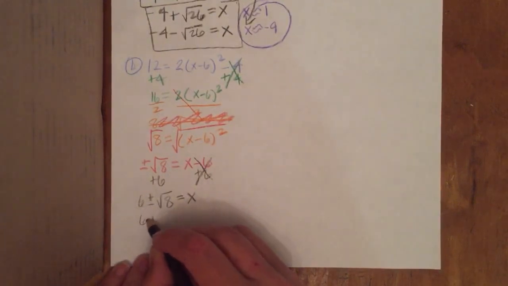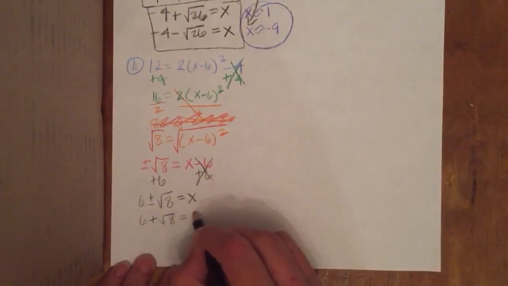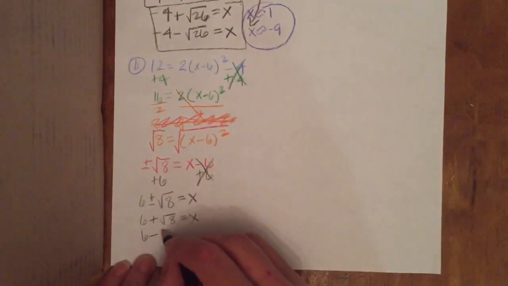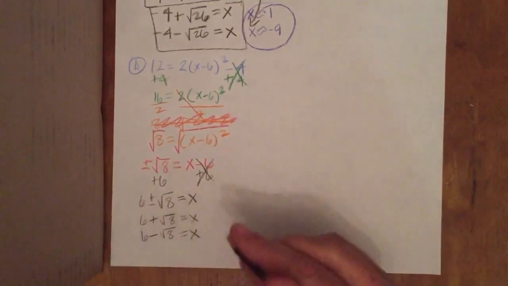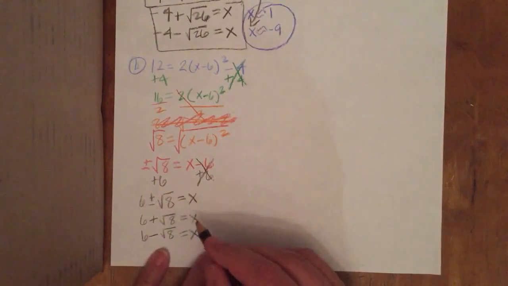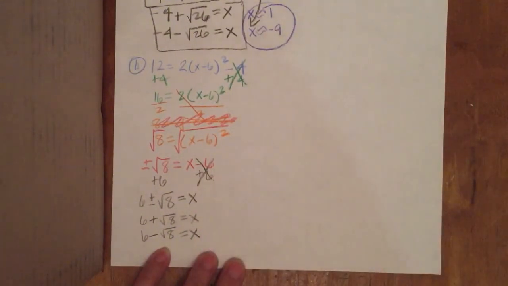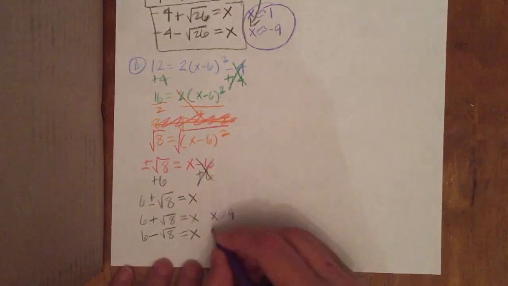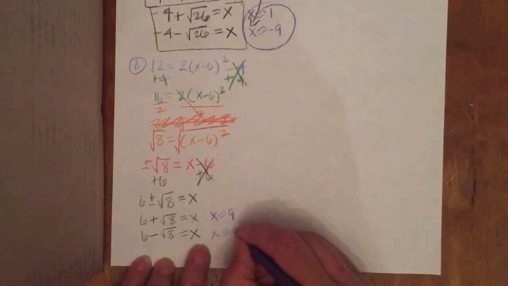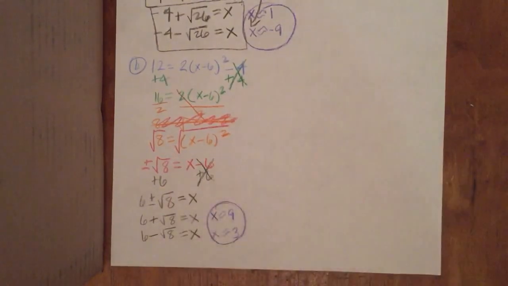So you're going to have two solutions again. It's going to be 6 plus the square root of 8 equals x, and 6 minus the square root of 8 equals x. Okay? And for this, you're looking at approximately 9. x is going to be approximately 9. And for this one, x is going to be approximately 3. That's going to be close.